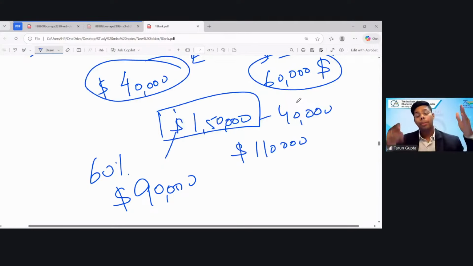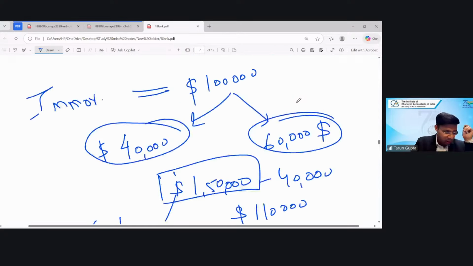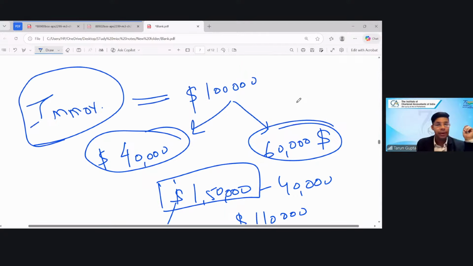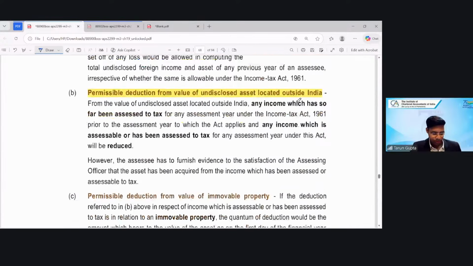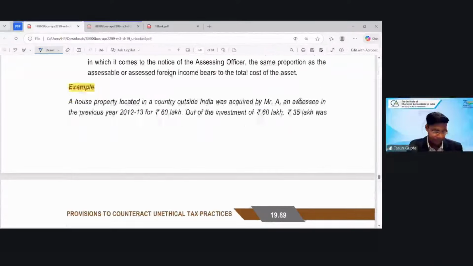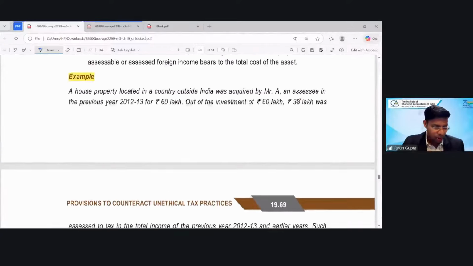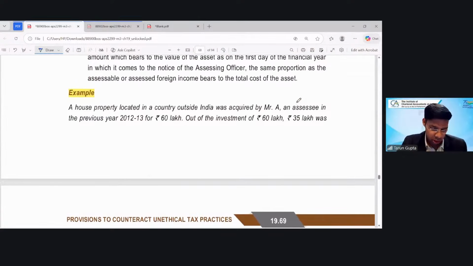But this proportionate way of computing the undisclosed asset, or computing the value of undisclosed asset, is only applicable in case of immovable property. If there is any other asset, then whatever the value you determine as on the valuation date, you just reduce the amount which was paid in white. So a small example, it will clear the concept.